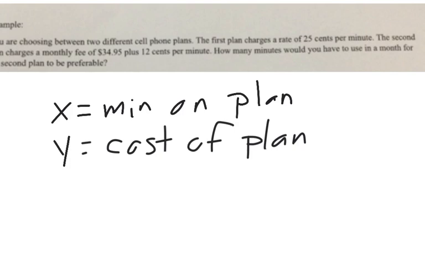So the first plan is 25 cents per minute. So what's that equation look like? So y equals, so the cost is 25 cents for every minute. So if I talk for 4 minutes, 0.25 times 4 is $1. So I'm charged $1. Does that make sense?